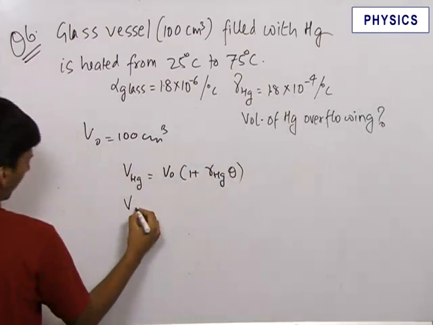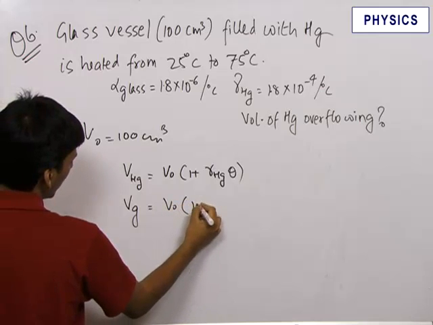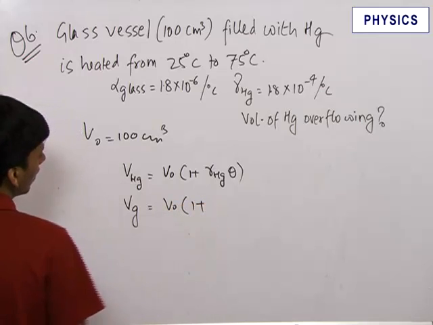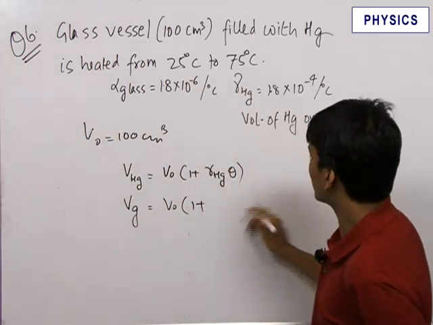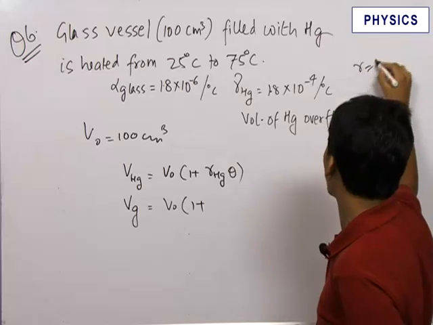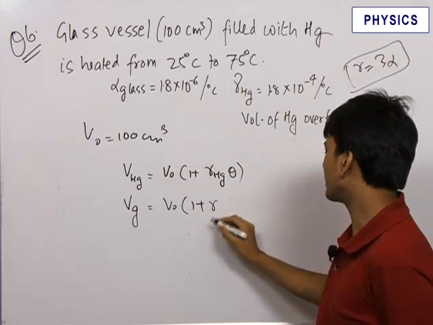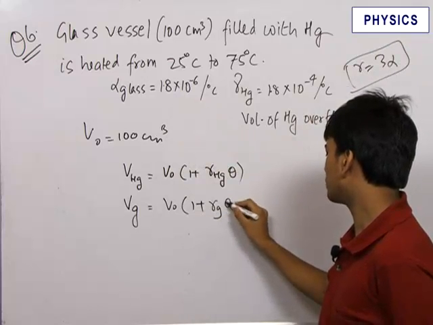Similarly, for the volume of the glass container, the final volume is equal to V0 into 1 plus gamma of glass, that is 3 times alpha of glass. Gamma is equal to 3 alpha, as we already know. Therefore, this can be written as gamma glass into theta.